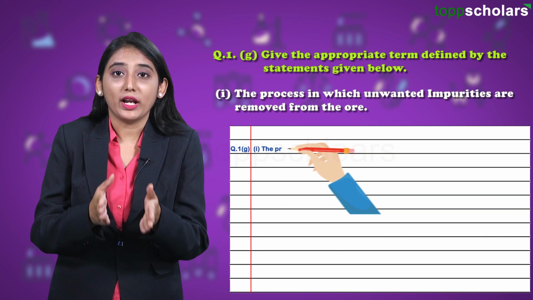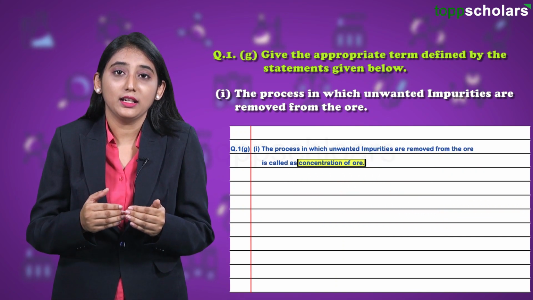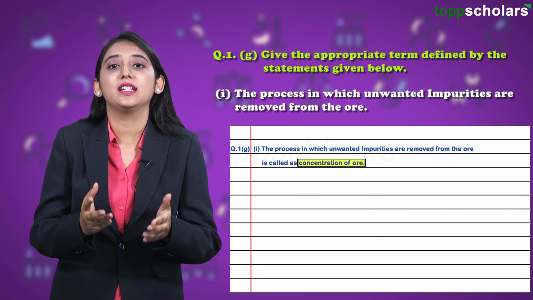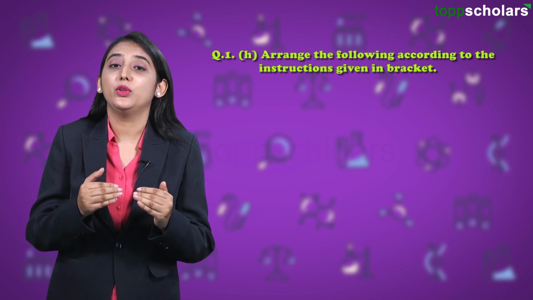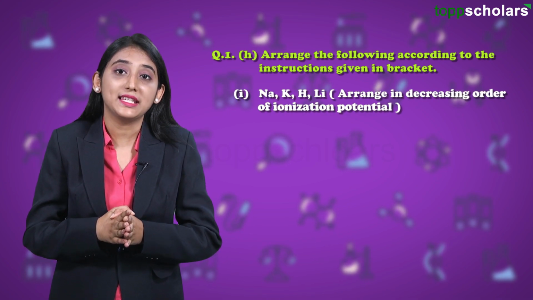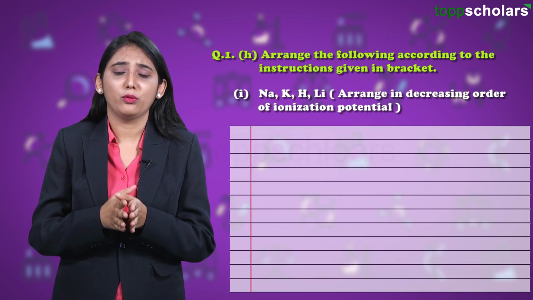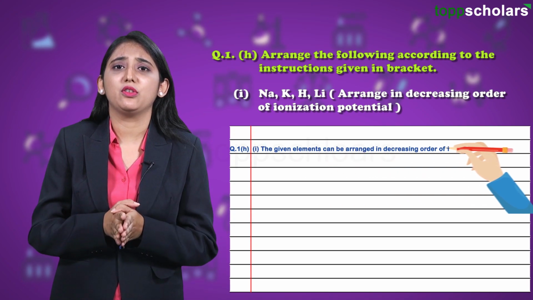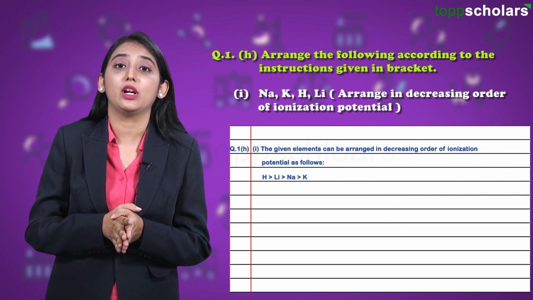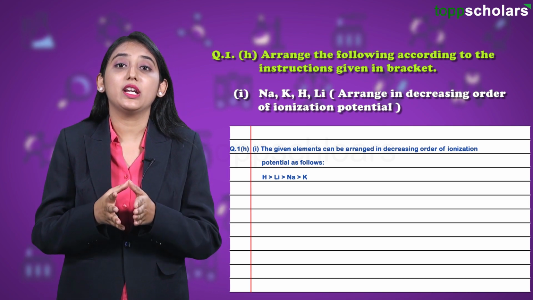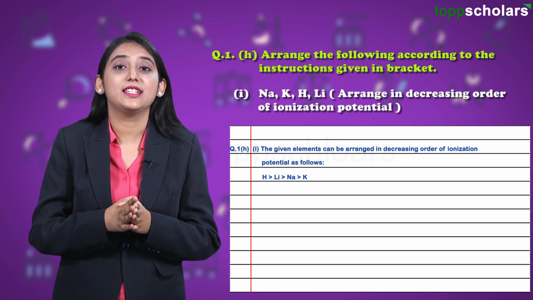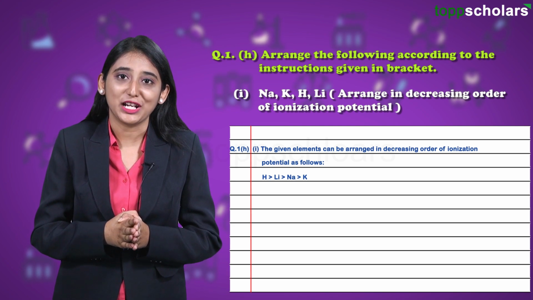So moving on to question number 1G. Here you need to write down the given definition again along with the corresponding correct term. Let's move on to question number 1H. Here you need to mention the property for which the order series has been asked. For example, the chemical species can be arranged in the order of their ionization potential, that is, hydrogen greater than lithium, greater than sodium, greater than potassium.